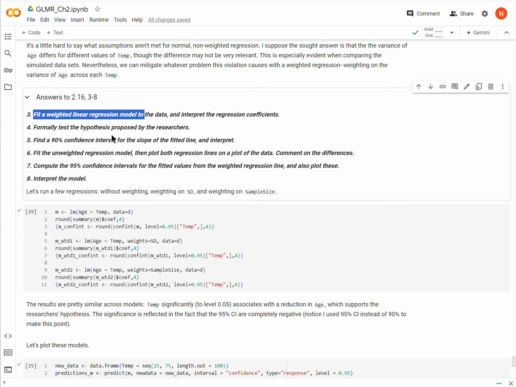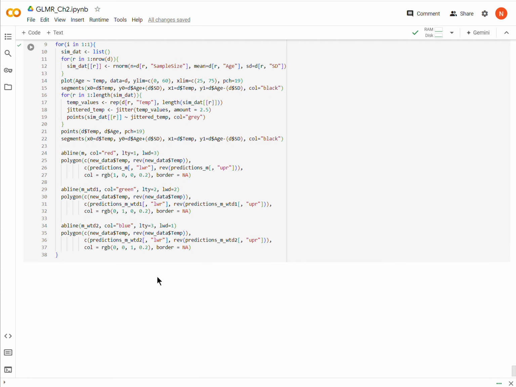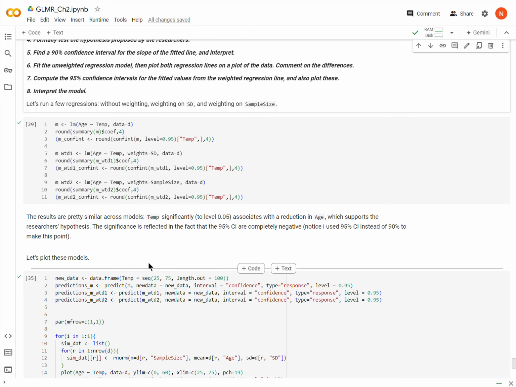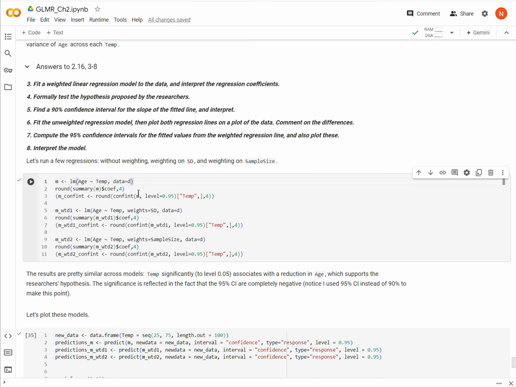So you can read these for yourself when you want to, but they're all covered in the next bit here. They're all so closely related. I didn't want to pull them out because I felt like it would kind of ruin the flow of everything. But what we're going to do is fit a weighted regression on the data and then interpret the coefficients.